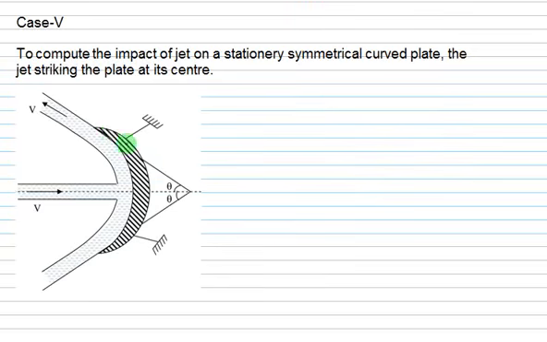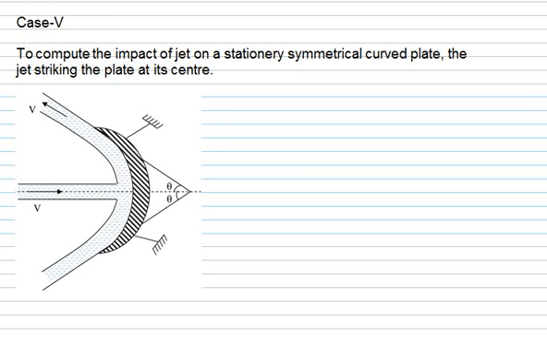In this case we have a curved vane, but the curved vane is a symmetrical one. That's why the angles made are theta and theta. So when the velocity approaches as v, it will return back with a velocity equal to, again, v, but at a direction of theta. The plate is fixed, so u is equal to 0.